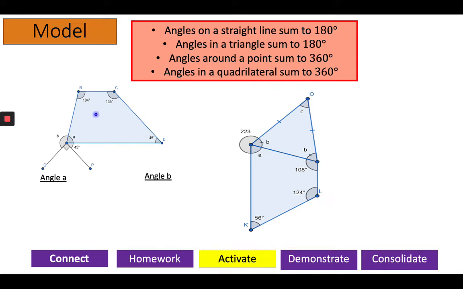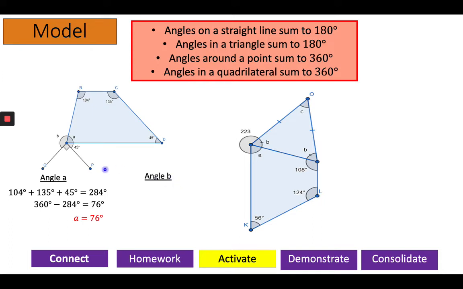So we have to add all of our known angles up together. So we get 104 plus 135 plus 45, and that equals 284 degrees. And we'll remember that we have to subtract that from 360. And we get 76 degrees. Therefore, angle A must be 76 degrees.